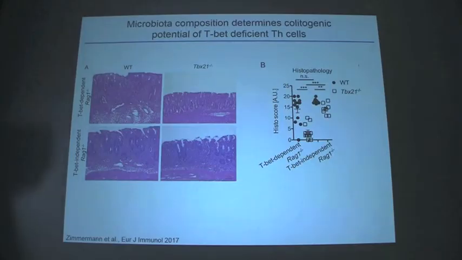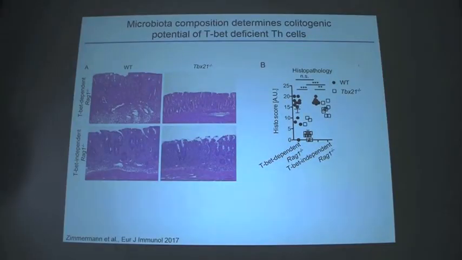Whereas when we colonize the RAG mice beforehand with microbiota coming from our DRFZ animal facility, we see that the Tbet deficient T cells are capable of inducing colitis. And that we also see in the histopathology score: it's a little bit reduced, but they still have massive inflammation. So apparently the microbiota composition can determine whether a certain functional repertoire of the T cell is required or not to induce colitis. In that case, being the functional repertoire which is controlled by Tbet.